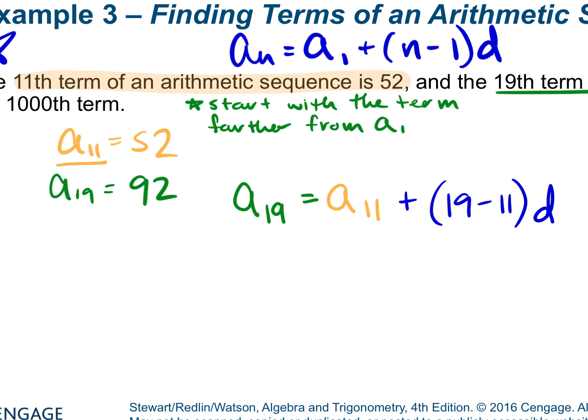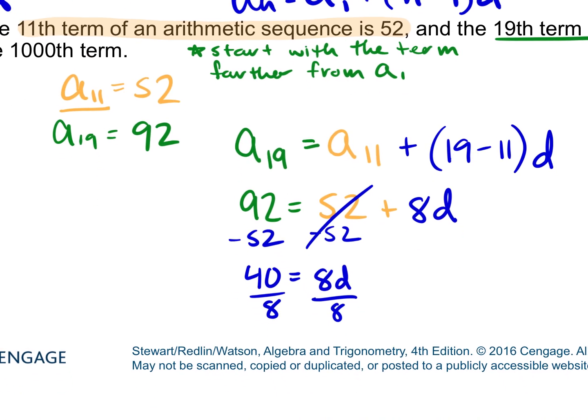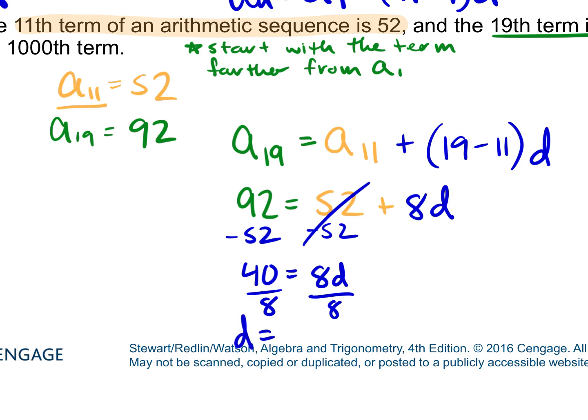What was a sub 19? What is that equal to? 92. So we'll plug 92 into that. So 92 is equal to a sub 11, which is 52, plus, what's 19 minus 11? 8. Times d. From here, we can just solve for d. So I'm going to subtract 52. 92 minus 52 would be 40 is equal to 8d. And divide by 8. So what does d equal? D equals 5.